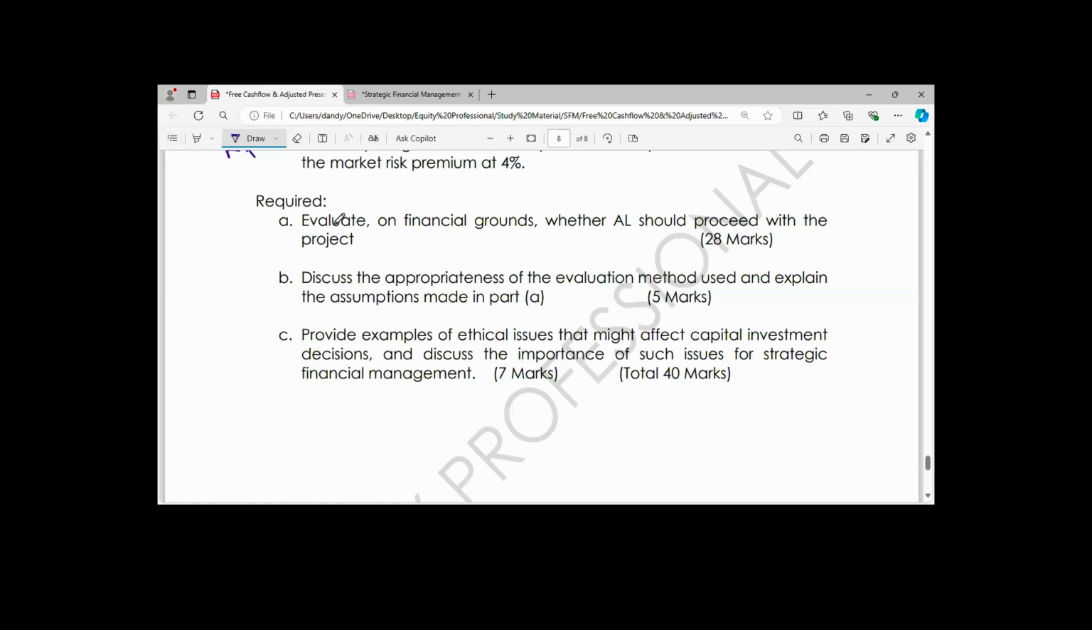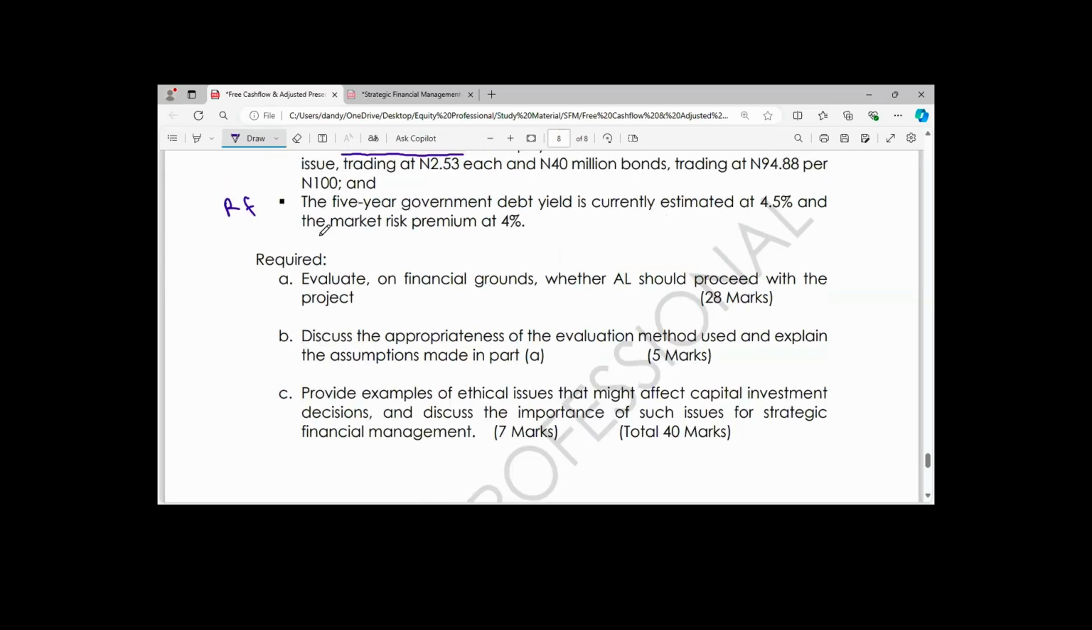So in this question, requirement A, you are asked to evaluate on financial grounds whether AL should proceed with the project. You can see the examiner did not tell you which techniques to use, so you have to evaluate. Remember what I told you under capital budgeting: when you are told to evaluate, advise, determine the financial viability or assess, you are supposed to use NPV, right? Even in this question, an average student will go ahead and still use NPV.